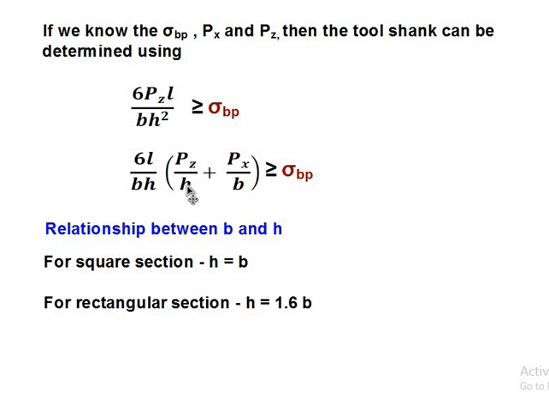Similarly, here we should know the H and B relationship. If it is a square cross section, H is equal to B. For a rectangular section, H is equal to 1.6 B. So the relationship between B and H for designing a square section is H equal to B, and for designing a rectangular section, H is equal to 1.6 B.